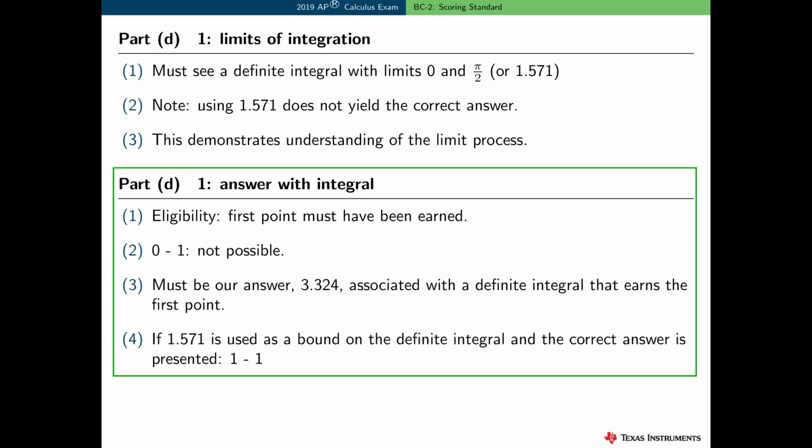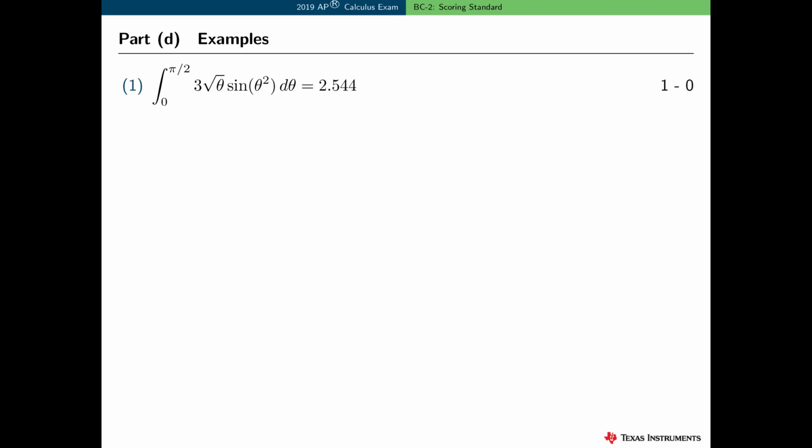The second point in Part D was for the answer with a supporting integral, and there was an eligibility criteria here also. The student must have earned the first point. So 0, 1 is not a possible score in Part D. Now the answer must be our answer, 3.324. If the student uses 1.571 as a bound on the definite integral, but reports the correct answer, then they earn 1, 1. And here's one lonely example of a student response in Part D.